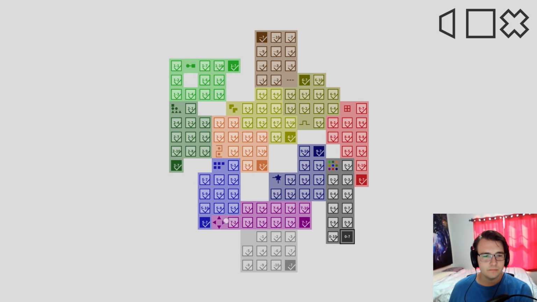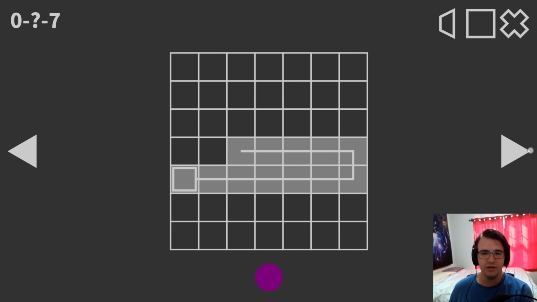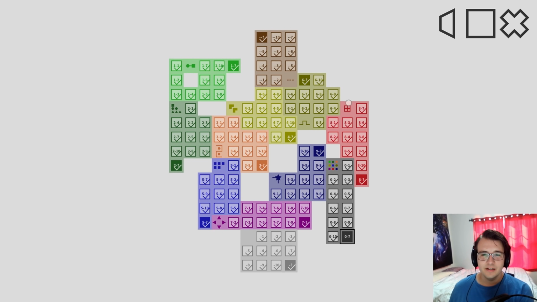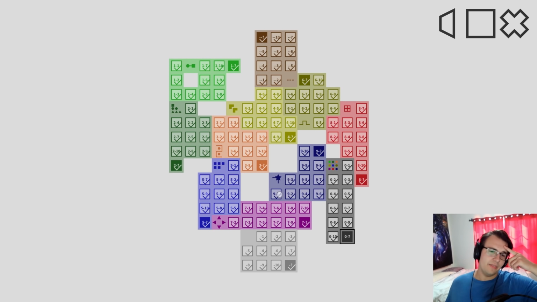Section 7. Oh, this one's super easy. Was it 7 long, then 5 long on the top? There we go. Section 8. This one is also not too bad. It's 6 tall, then it kind of snakes back. Like that. Section 9. This also is not too bad.